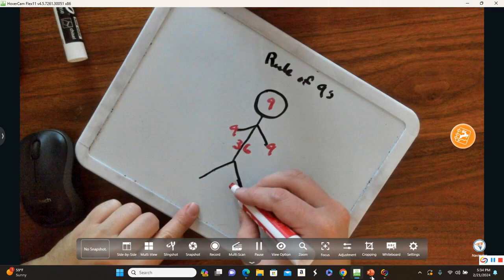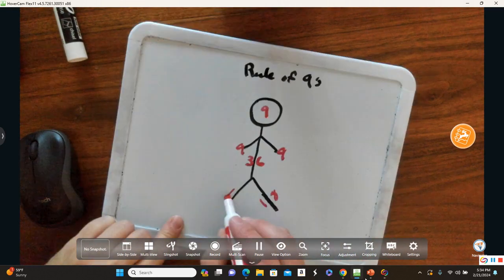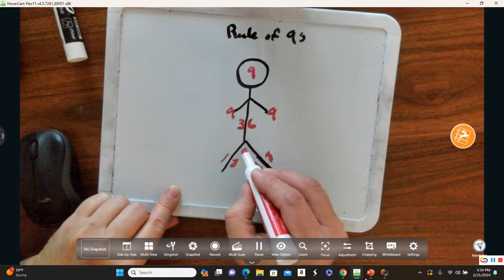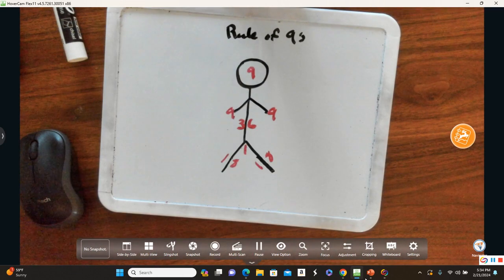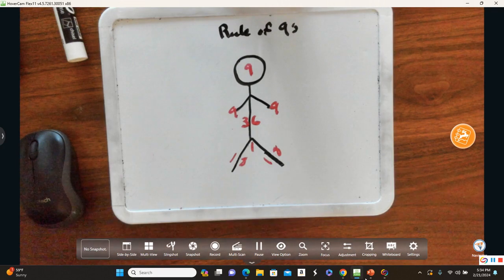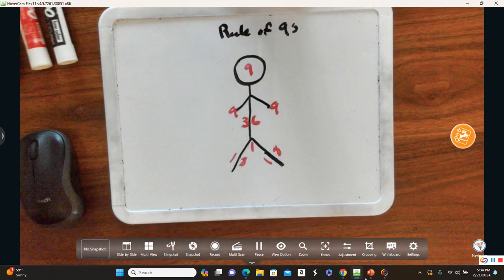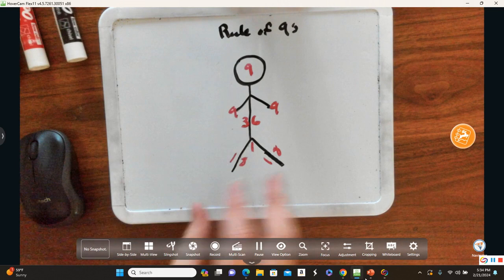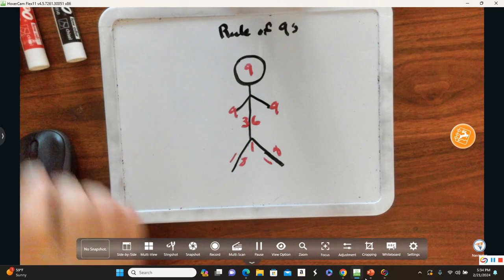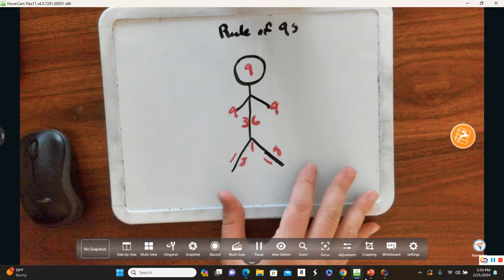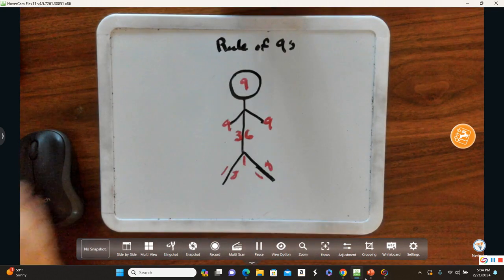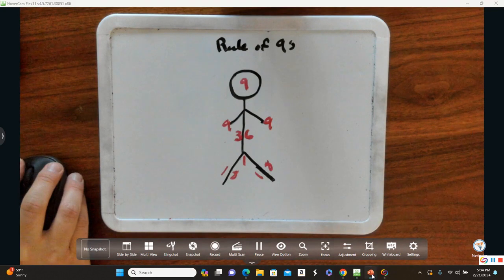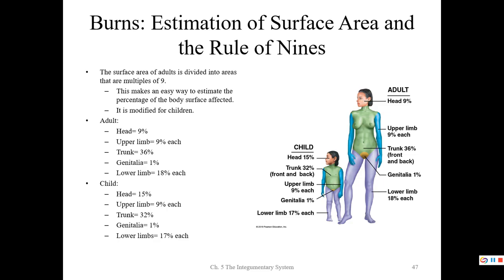What I normally do is this, and then 1 for the genitalia, and I put it there. Yeah, that's on purpose, by the way. So this will help you learn the rule of nines. Draw this out a few times and you'll get the percentages. Now, on the test, I'm not going to just ask you what percentage these are. What we want to do is use this to actually figure out a percent. It is modified for children, but I use an adult on the test.